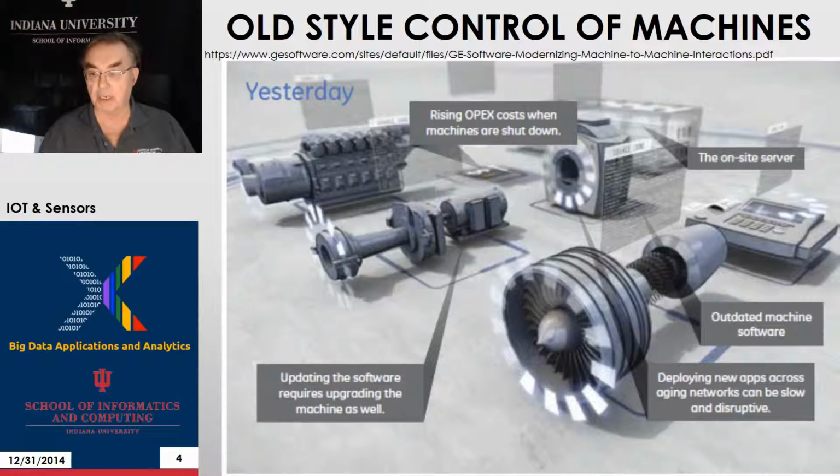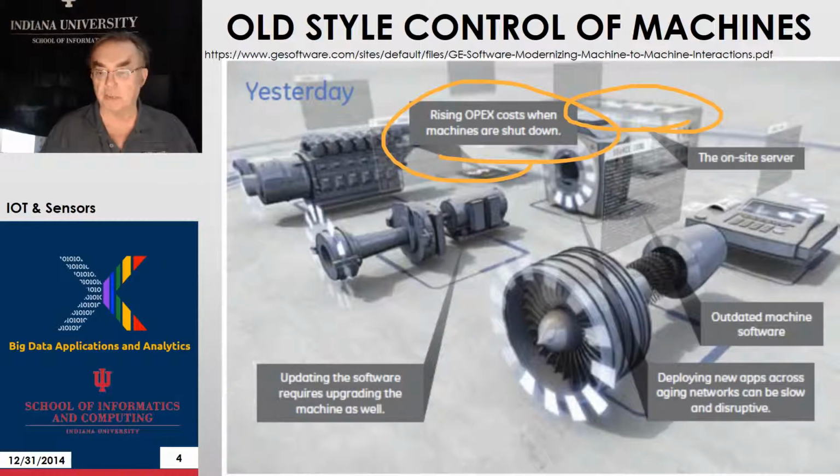Here is a more general example of the old style way that things were done in the engine world. You have engines which break, and then you have costs because your machines break. And you have servers sitting all over the place with the wrong software in them, and the machines have the wrong software in them, and then you have networks that are rather flaky, and you find you can't deploy your nifty new software and things like that. So that's yesterday's half-hearted attempt at automation.